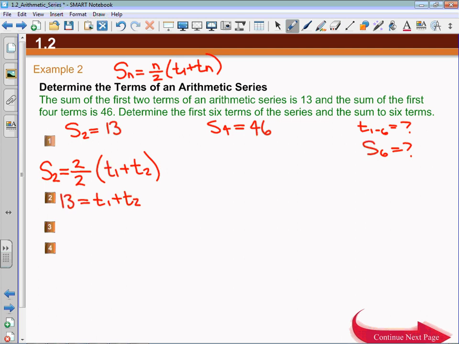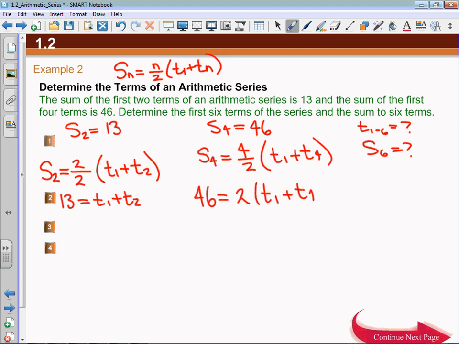But we run into a snag, because when I say that the sum of 4 terms is 4 over 2 times term 1 plus term 4, I get that 46. Let me write that a little bit better. 46 is equal to 2 times term 1 plus term 4. A lot of students will think, well, I'm in business, but they're not. We're talking about the sum of 4 terms and the sum of 2 terms, so term 2 and term 4 are not the same. We end up with a systems of equations that has 3 variables with 2 equations. We can't solve that.